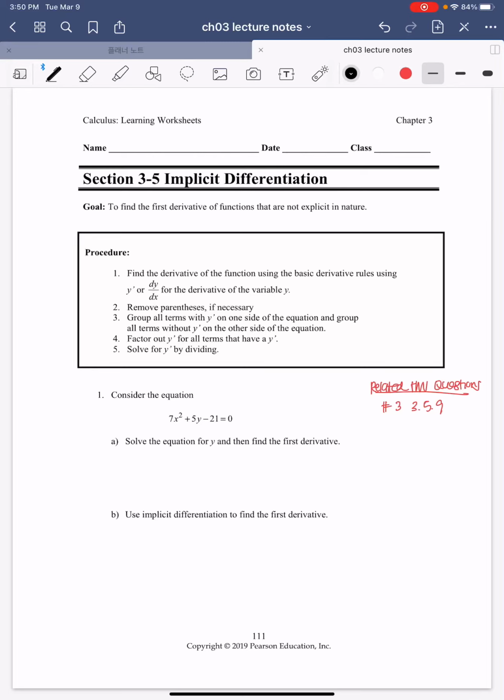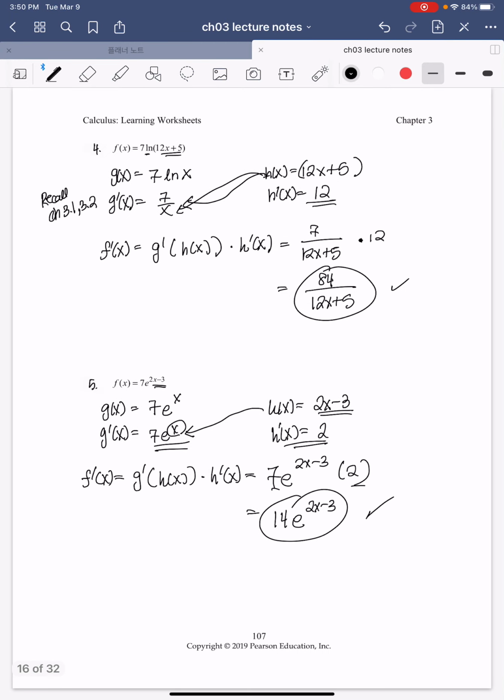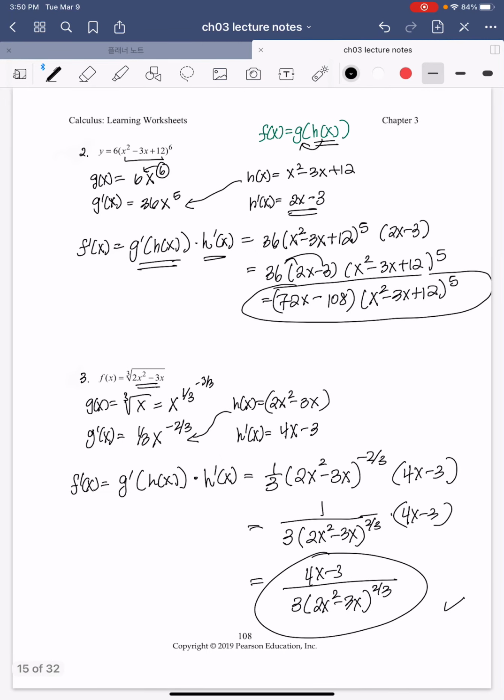In this video, we are going to talk about implicit differentiation. Now, what is implicit differentiation? Up until now, we had an equation with only one variable. For example, last section, we learned something like 6 times x squared minus 3x plus 12 raised to the 6th power. One variable. All the x terms are on one side.